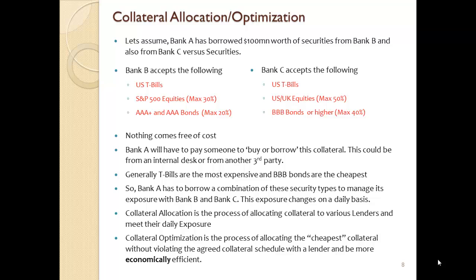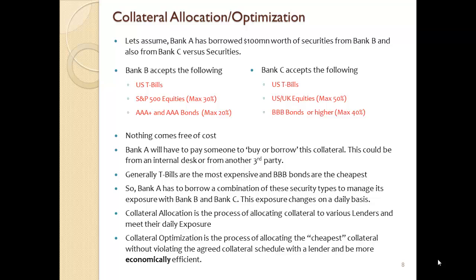Generally, T-bills are the most expensive and BBB bonds are the cheapest. So Bank A has to borrow a combination of all these different types of collateral to manage its exposure with Bank B and Bank C. Like I mentioned, based on the securities that have been borrowed, the exposure changes on a daily basis because of changes in the price of the underlying instruments.